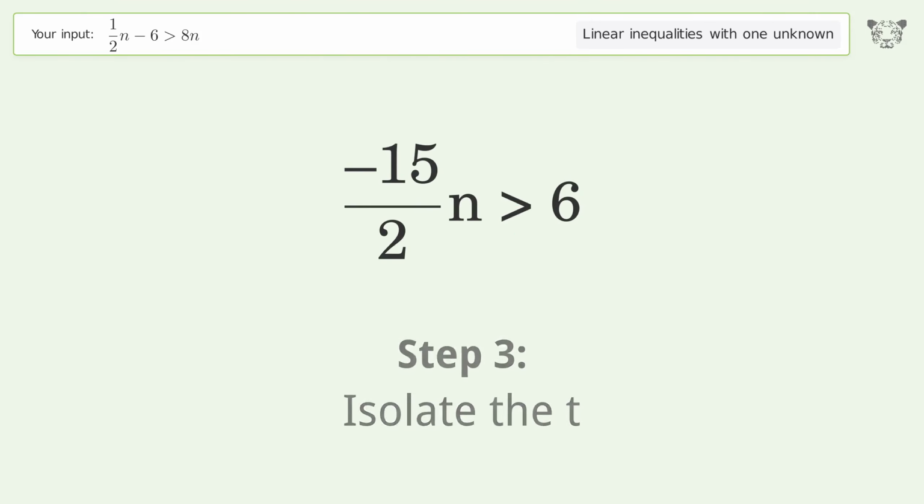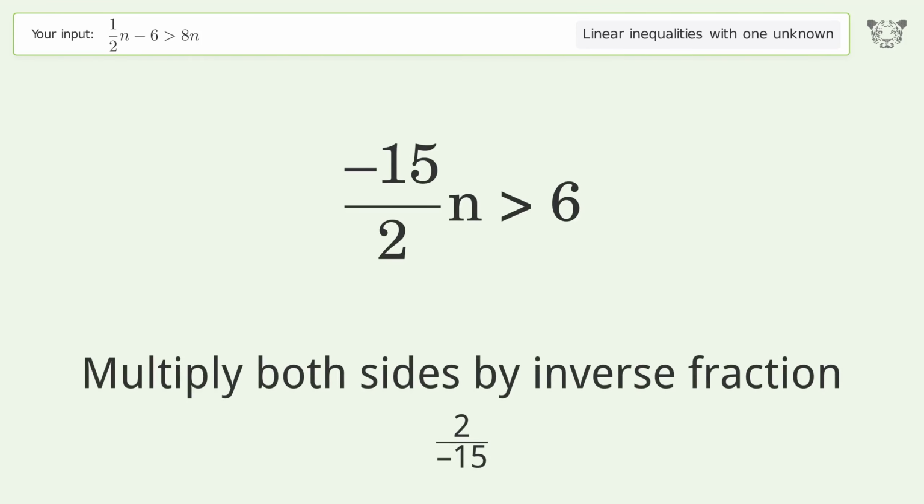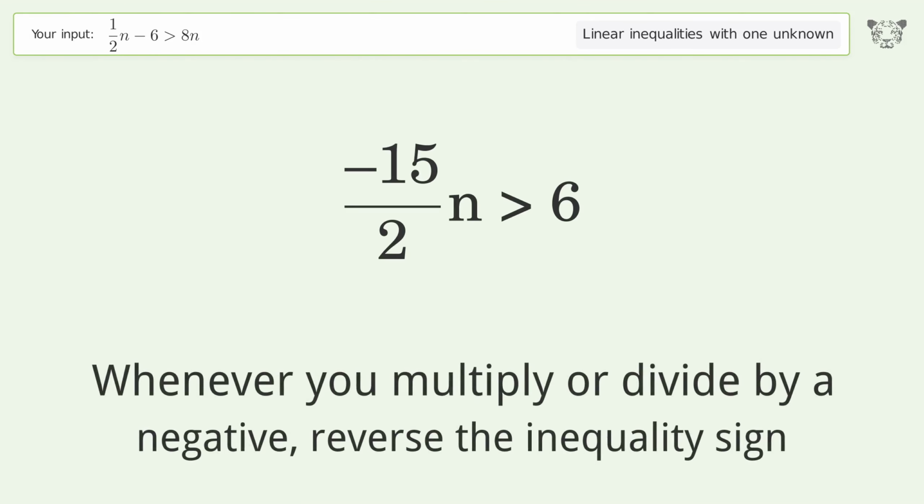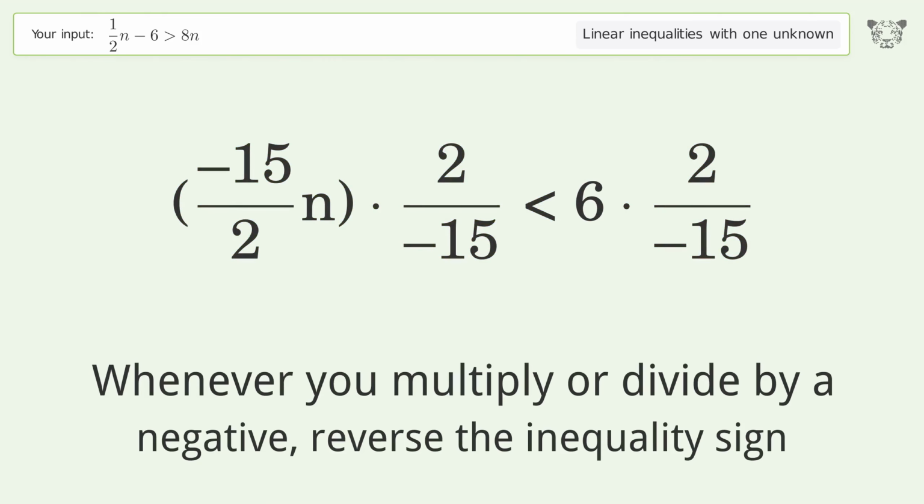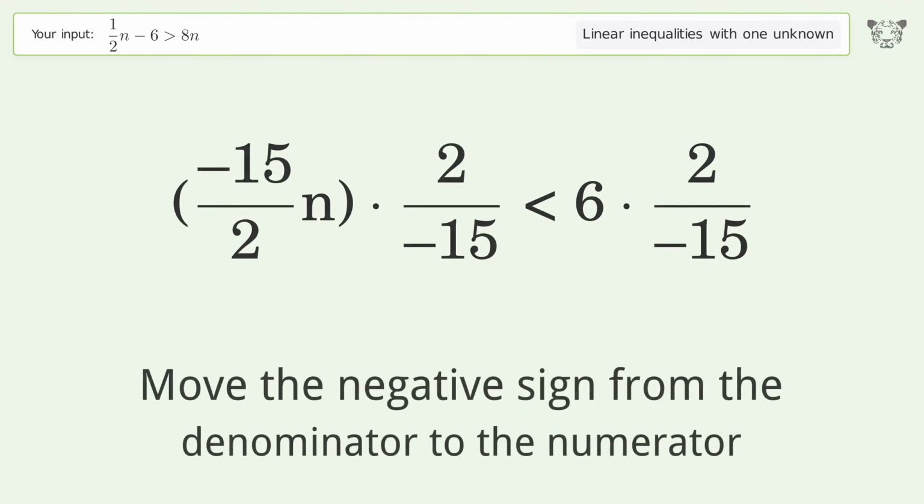Isolate the n. Multiply both sides by inverse fraction 2 over -15. Whenever you multiply or divide by a negative, reverse the inequality sign. Move the negative sign from the denominator to the numerator.